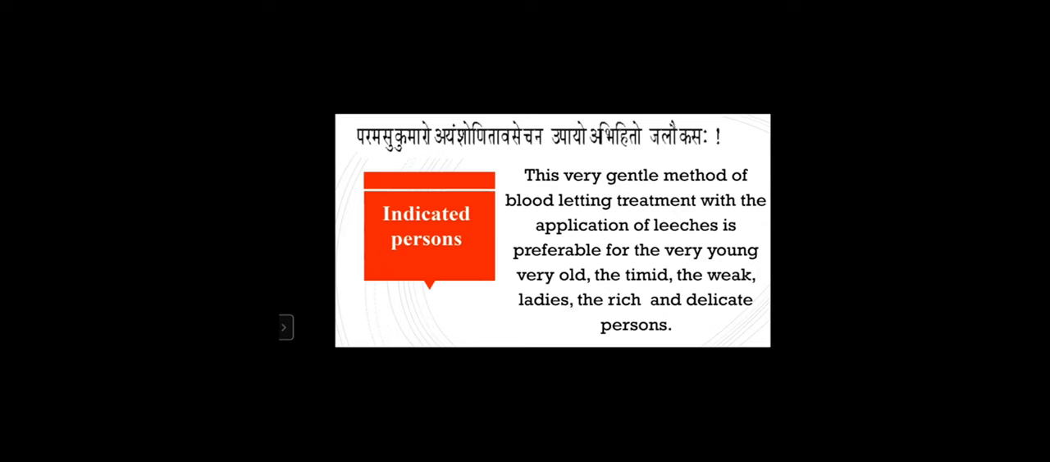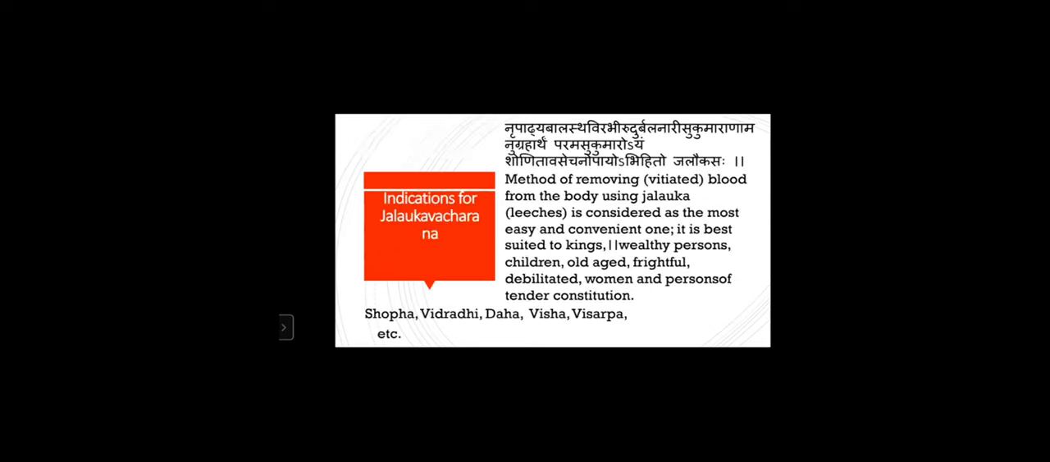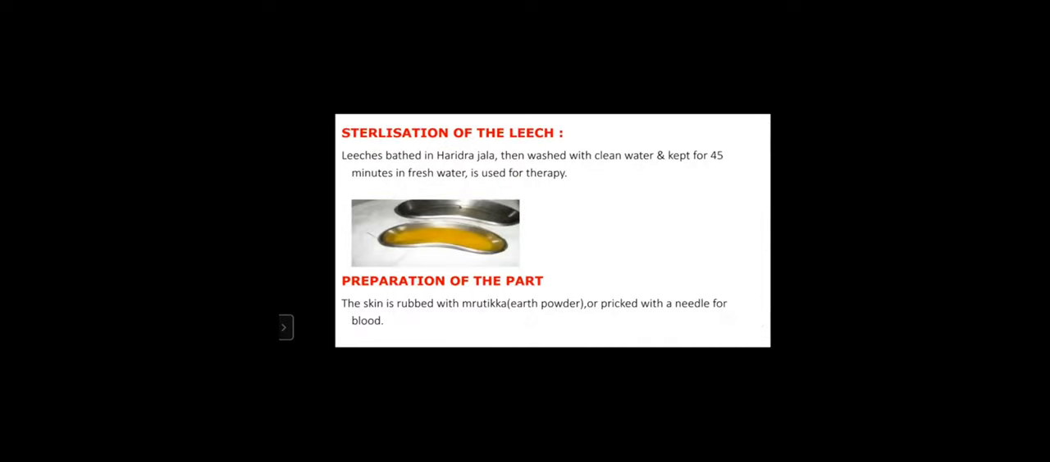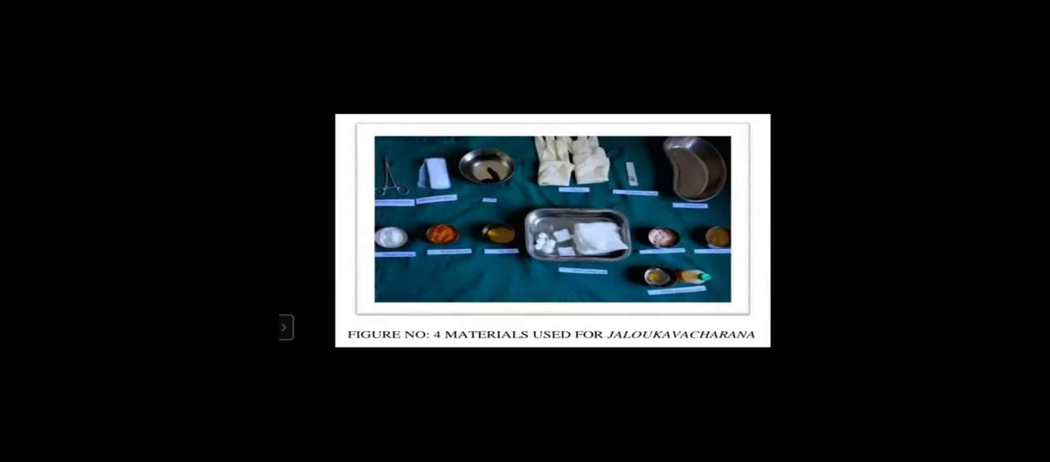Then indicated persons: Parama Sukumara, even Bala, Vriddha, Garbhini, Sthavira, Bheeru, Durbala, Nari, Sukumara; all these we can use. Jalauka Varnana. Then according to the procedure, if any procedure is asked, we have to add Purva Karma, Pradhana Karma and Paschat Karma. Here Purva Karma is preparation of both the patient and the leech. First is preparation of the leech: in turmeric water we have to make it bathe and keep it for a little while in enough fresh water for 45 minutes. Then part preparation, mostly pricking with a needle. These are the things needed.